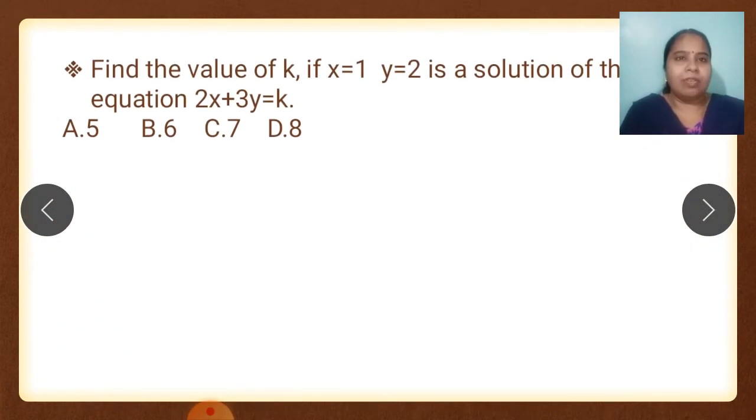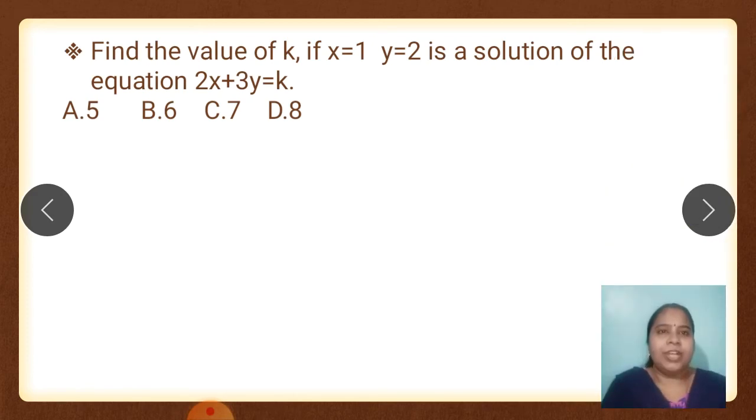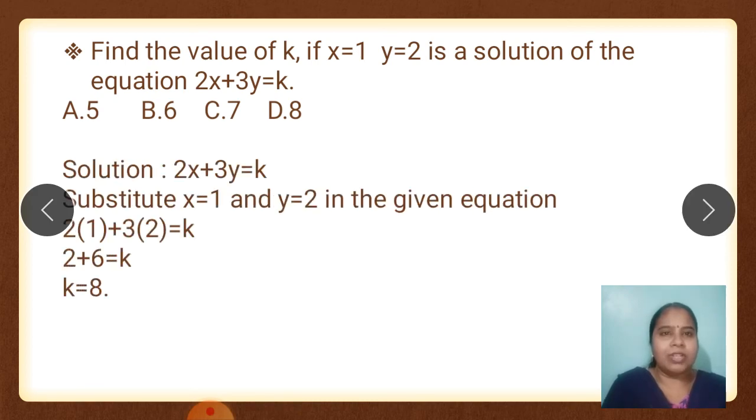Then next one, find the value of k if x is equal to 1, y is equal to 2 is the solution of the given equation. Now it is similar to what we have done as the first question. These are 1 mark questions only. Okay, so x is equal to 1 and y is equal to 2. You just have to substitute here and find the value of k. Okay, now see the working. I've substituted x as 1, y as 2 in the given equation, and what we get is k is equal to 8. It means that option D is correct.